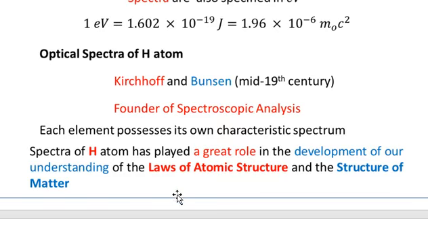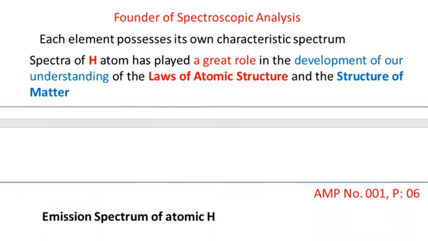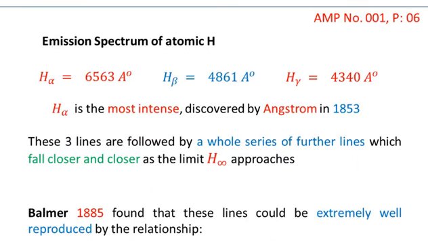Once the atomic structure is known, then of course the information can be extended for the analysis of the structure of matter. So first of all, atomic structure is very important, that we know the atomic structure of different isolated atoms. Now we have the emission spectrum of atomic hydrogen.